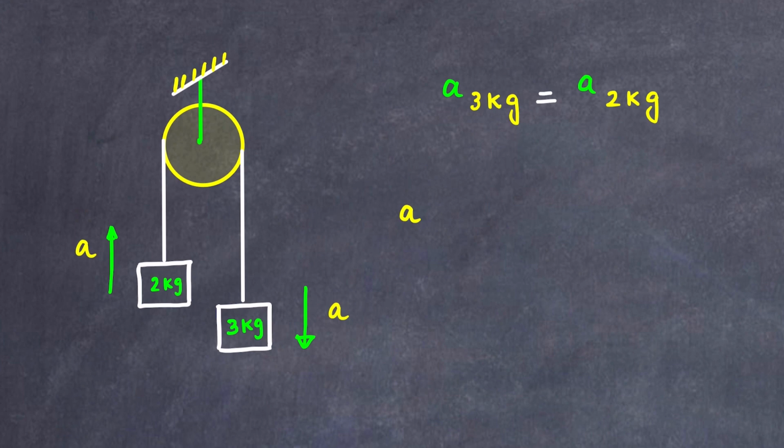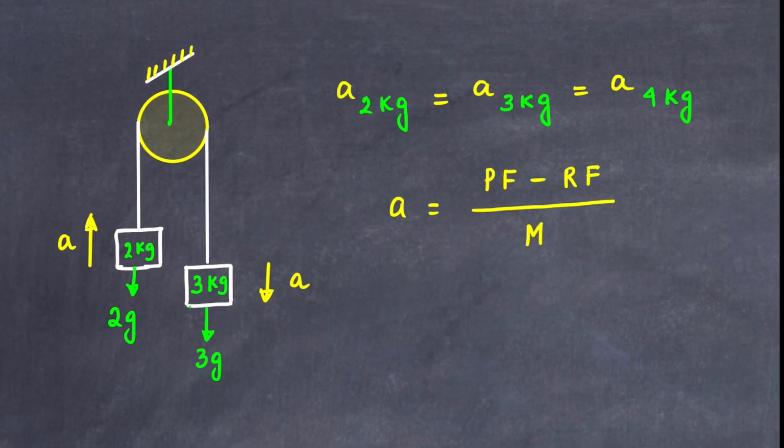What was that previous formula? Acceleration will be the total pulling force minus the total resisting force divided by the total mass. Now over here see that the 3 kg block is exerting a force of 3g downward, right? And the 2 kg block is exerting a force of 2g downward. The 3 kg block is trying to pull the 2 kg block upward by a force of 3g, right? So the net pulling force will be equal to 3g.